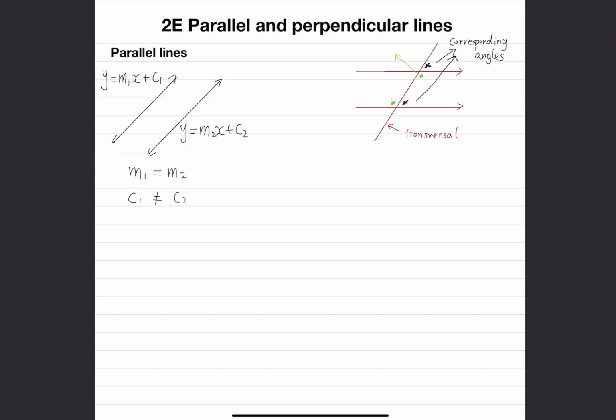Then, using a different color, we have this pair of angles. We call them alternate angles. And finally, we've got these pairs. These two are called co-interior angles.